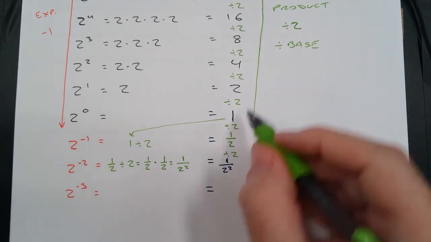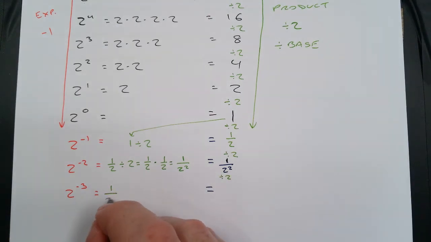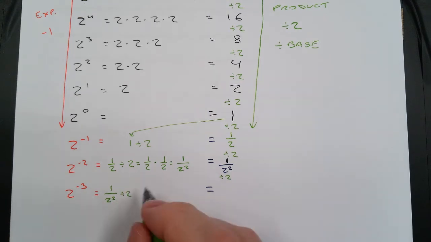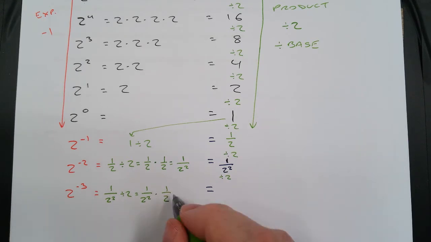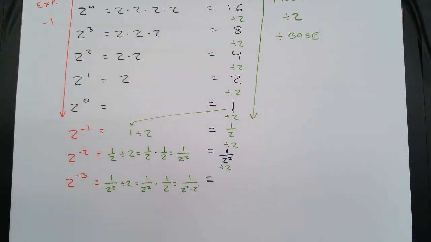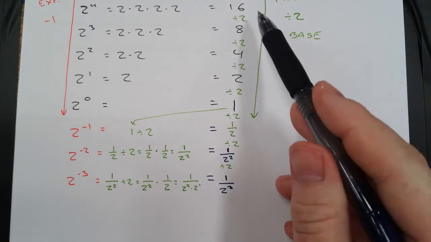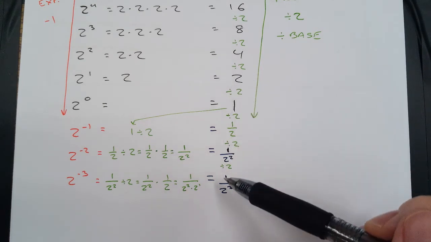Let's show you again. Remember, we're following the pattern. Divide by the base, divide by 2. So now we have to do 1 over 2 squared, divide by 2. Remember, dividing by 2 is the same as multiplying by 1/2. And this time we go straight across. We get 2 squared times 2 to the first, which means 2 to the negative 3rd turns into 1 over 2 to the 3rd. Do you see the connection? We are just following the same pattern. It works all the way down.